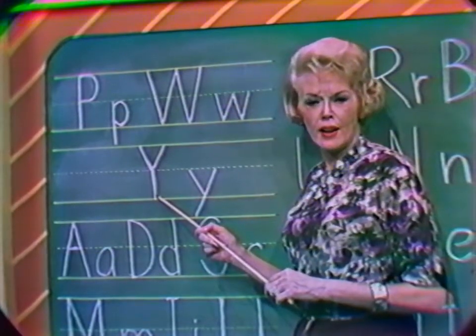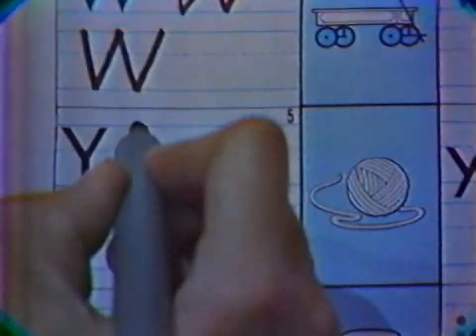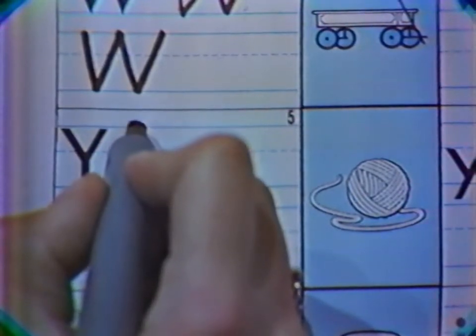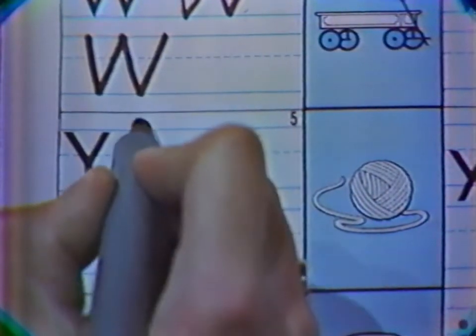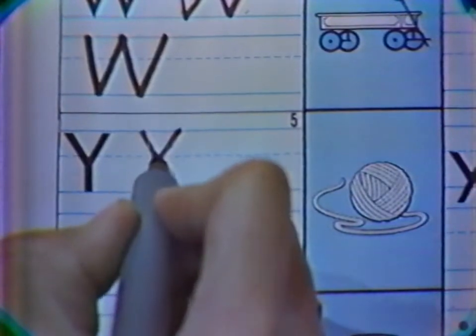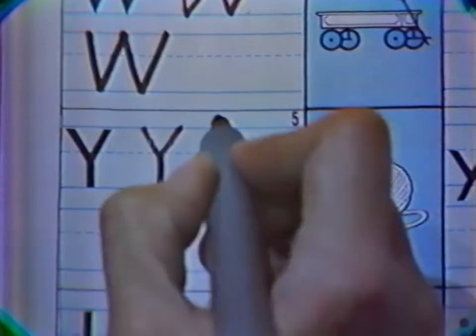Y for yarn, capital Y. We use the top half of our space. Slant down, slant up, and then a straight line that's kind of a tail, and that's a capital Y.